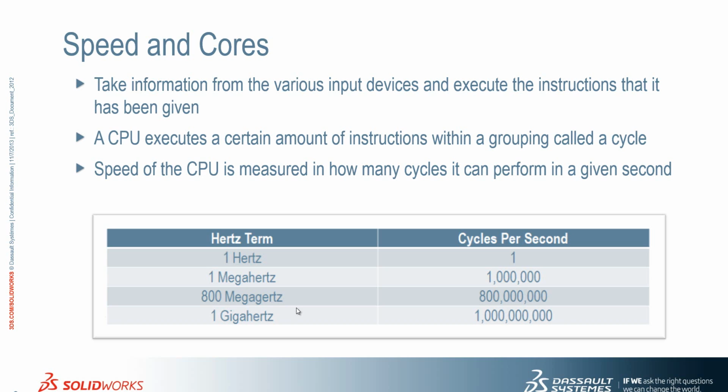So one cycle, so one set of instructions, if it does 1 per second, that's 1 hertz. If it can do 1,000,000 cycles per second, it's 1 megahertz. So obviously 800 megahertz is 800 million cycles, and then 1 gigahertz is 1 billion cycles per second. Now, many years ago, people used to measure it in megahertz. These days most people do it in gigahertz. You can quite easily pick up a 2.4 gigahertz these days for hardly any money at all.